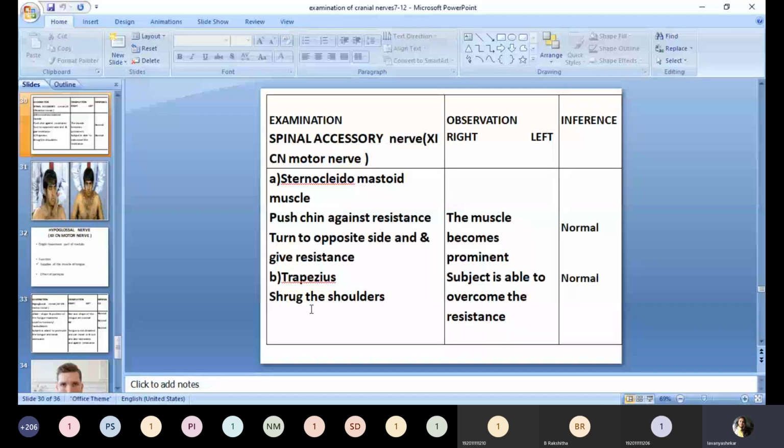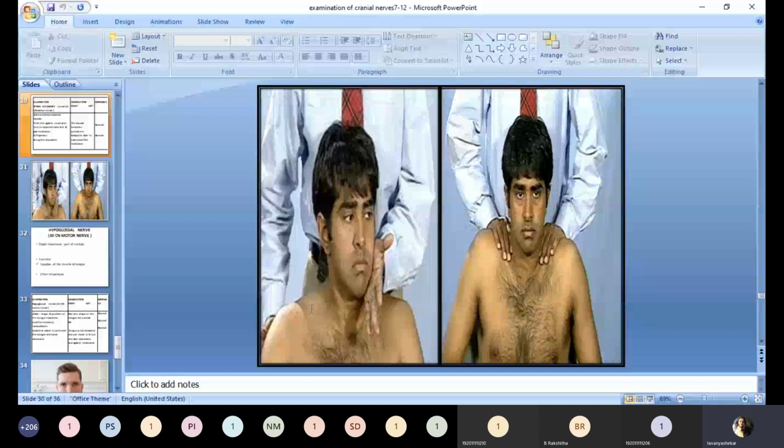So along with trapezius, levator scapulae causes elevation of the shoulder. Here, ask the subject to shrug his shoulders while the examiner applies passive resistance on them from above. I'll show it in the picture. Here you can see this is for your sternocleidomastoid muscle. This is for your trapezius muscle. Here, the subject is asked to shrug his shoulder, whereas the examiner is applying resistance.